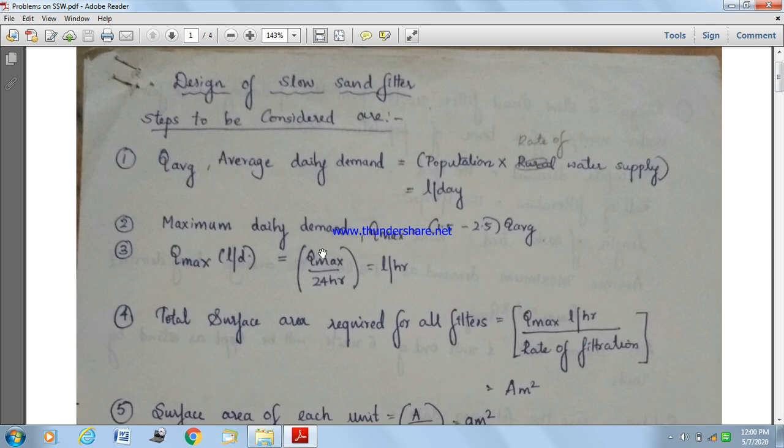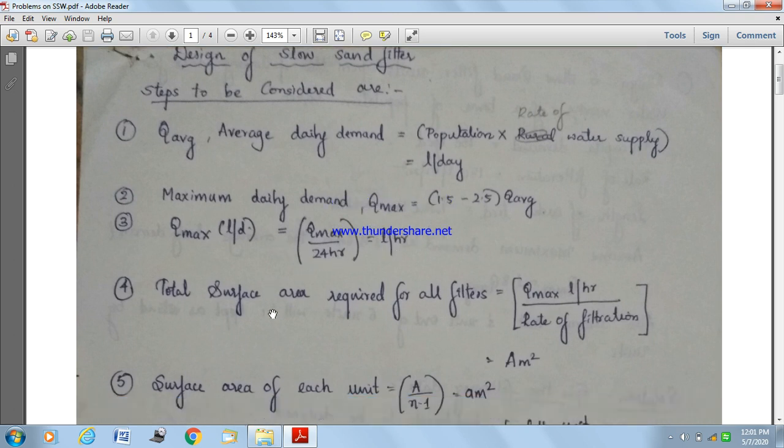Then you find the maximum daily demand, so Q max is equal to 1.5 times the Q average, or between 1.5 to 2.5 times the Q average. Normally it is according to the value which is given in the question. Now the third step: you convert Q max into liters per hour, that means divide by 24.